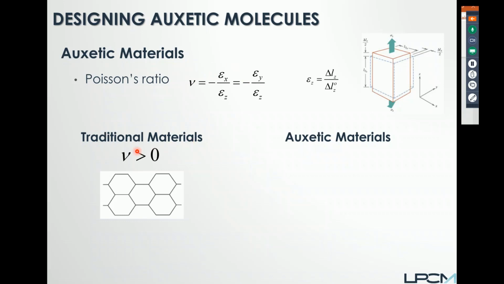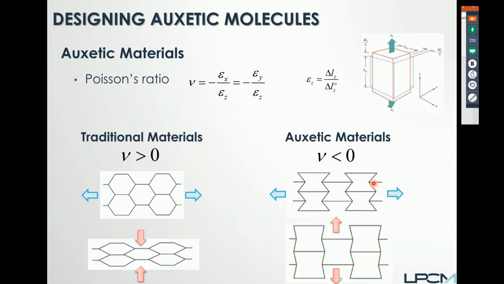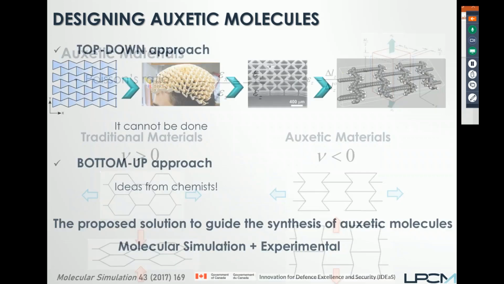For traditional material, the Poisson coefficient is positive. For polymers it is usually 0.45. So when you stretch it, it is compressed in the two other directions. But when you have a negative Poisson ratio, like this one, called a reentrant honeycomb structure, when you stretch it, it increases. But take care.